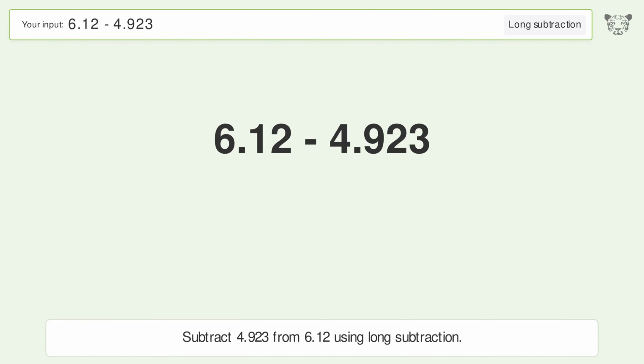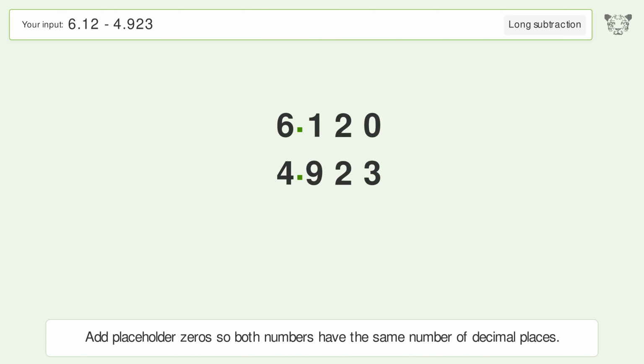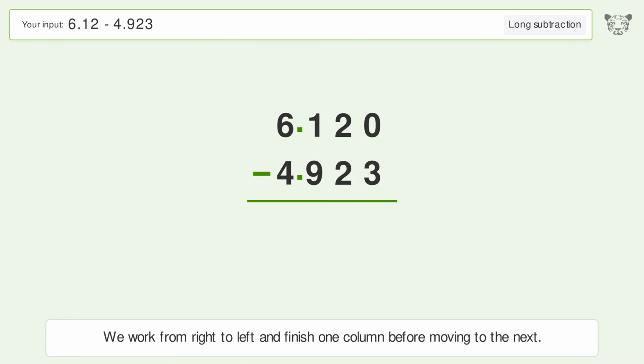Subtract 4.923 from 6.12 using long subtraction. Line up the decimal points in the same column. Add placeholder zeros so both numbers have the same number of decimal places. We work from right to left and finish one column before moving to the next.